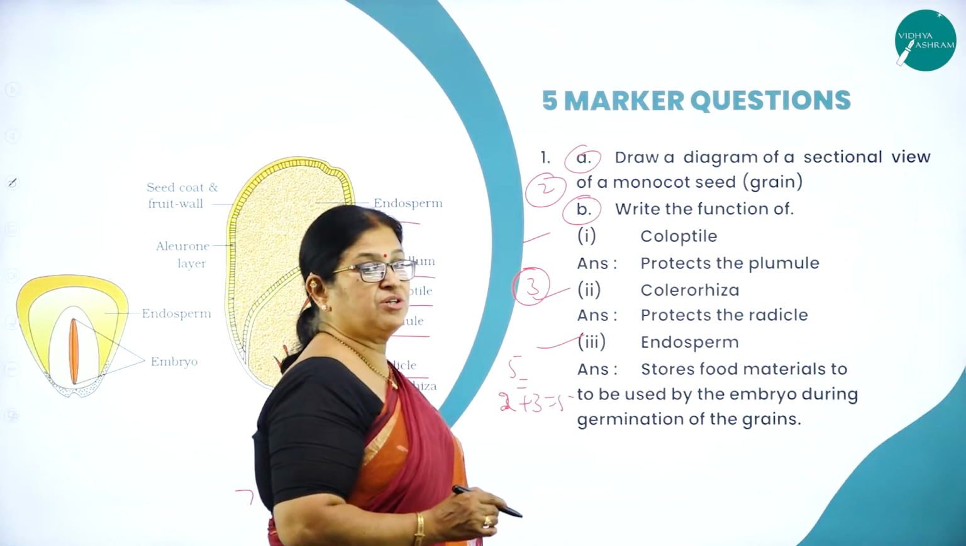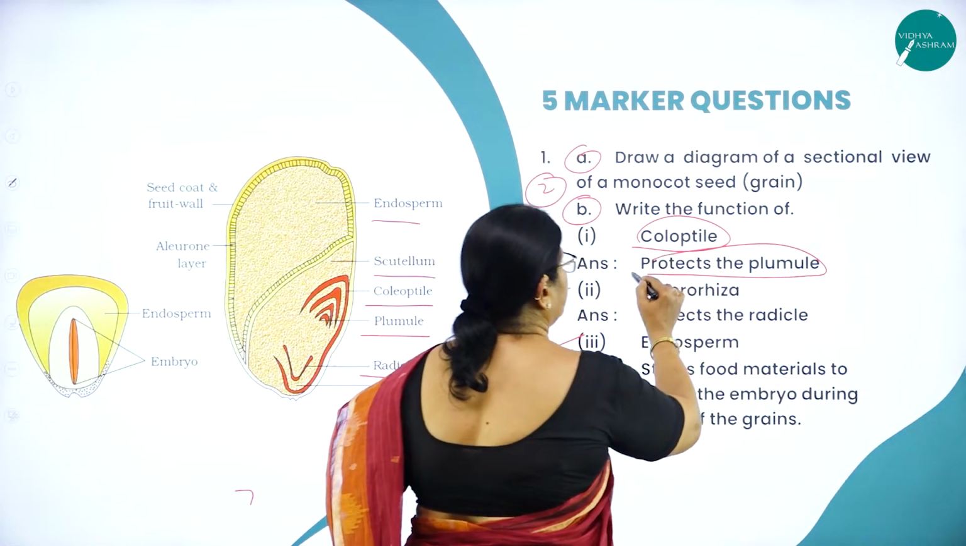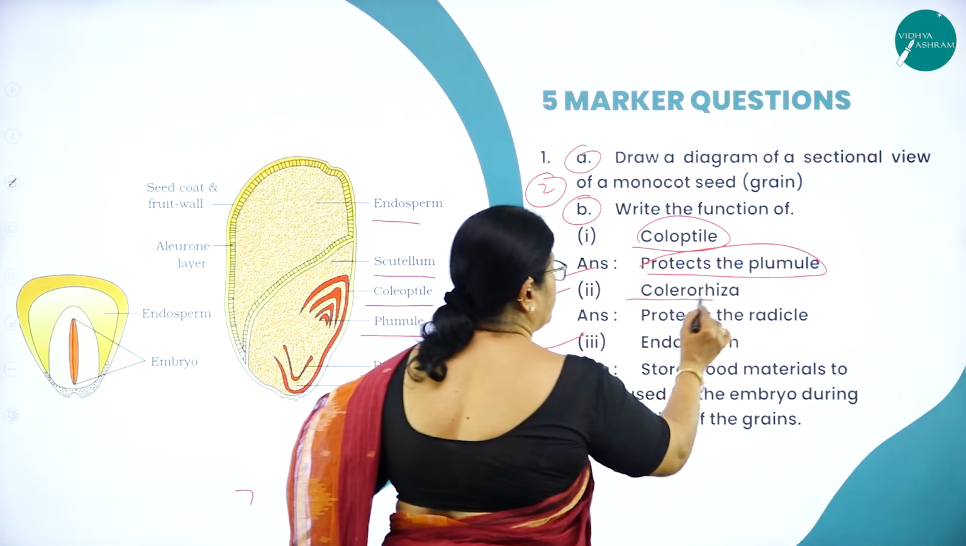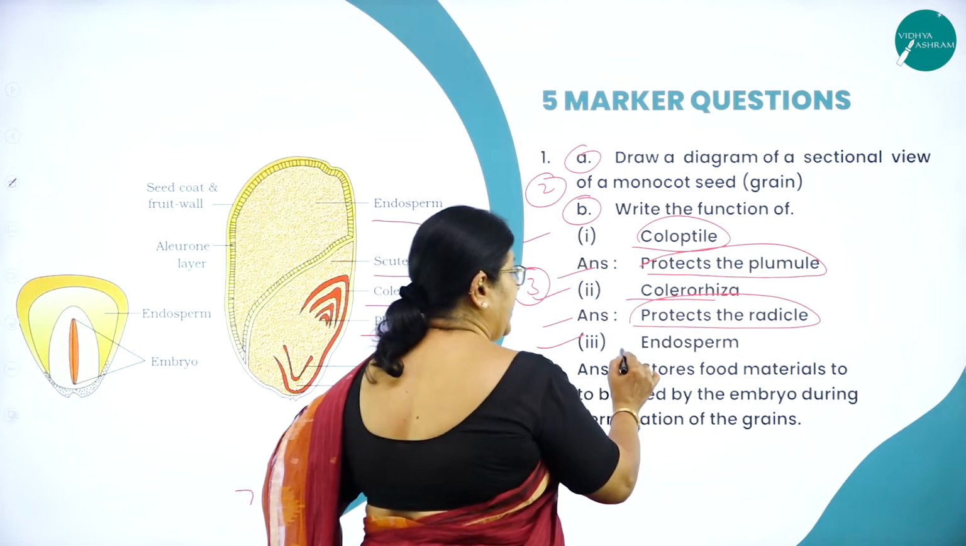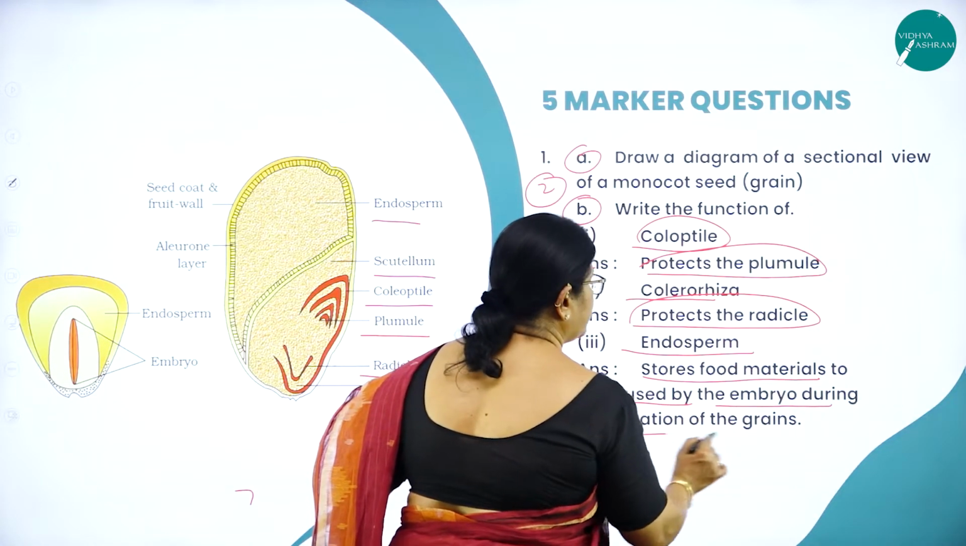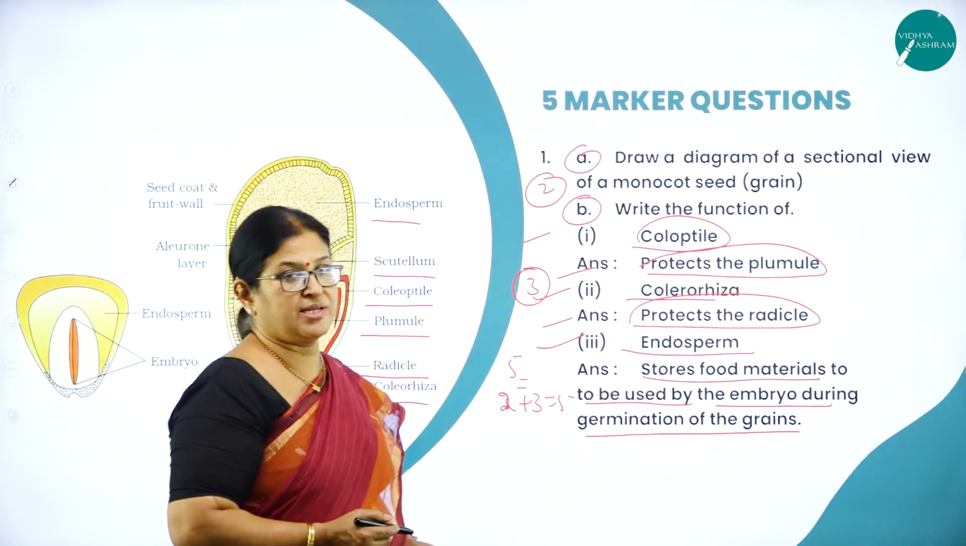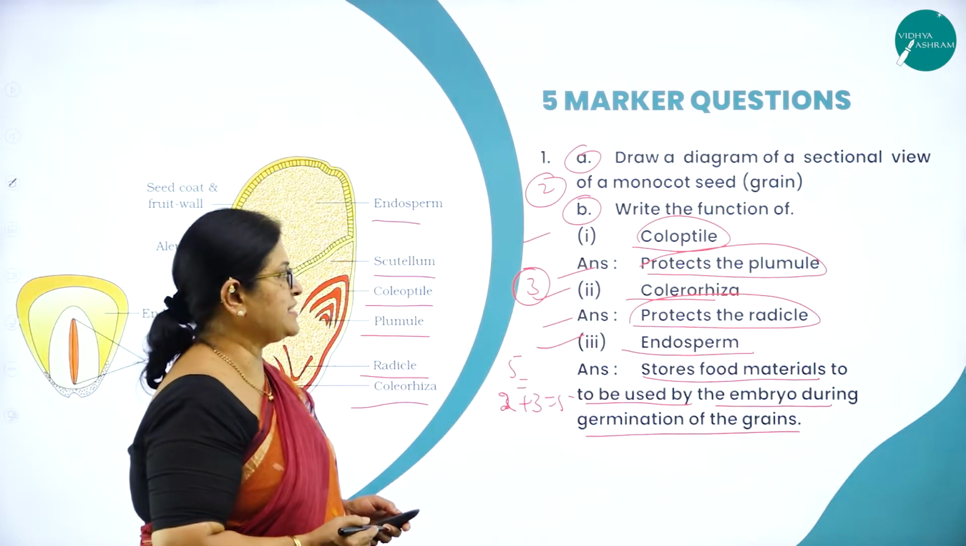Then write the function of coleoptile. So what is the function of coleoptile? Protects the plumule. Then coleorhiza protects the radicle. Endosperm stores food materials to be used by the embryo during germination of the grains. So this is how the 5-marker questions are asked in your board examination.